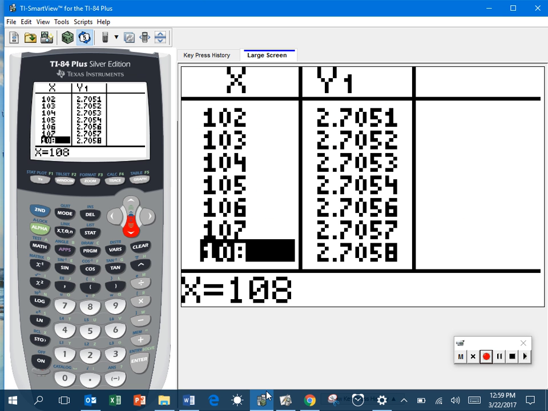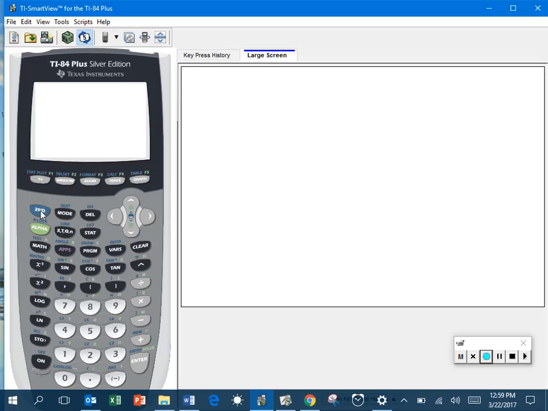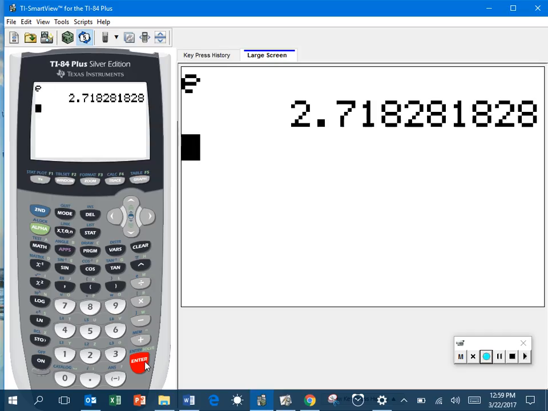Let's take a look at the calculator. There are two places on the calculator that you can find this. The first place is above the divide sign. If you hit second and the divide sign, first let me get out of this screen, second and the divide sign, it'll give you the e. That's one place you can find it. And if I hit enter, there it is. It goes a lot further than 2.718.